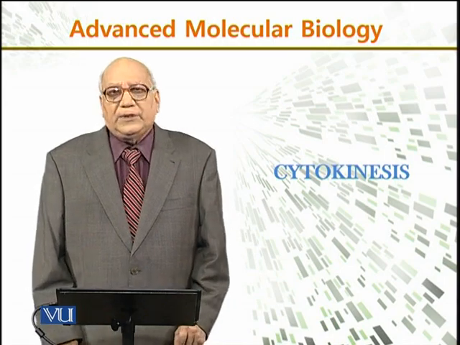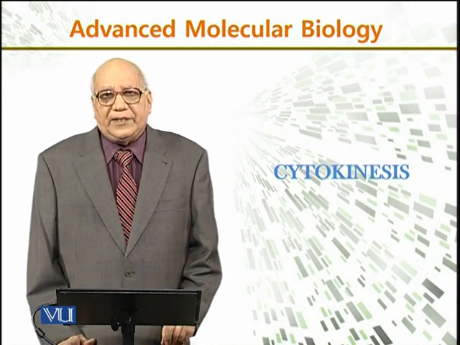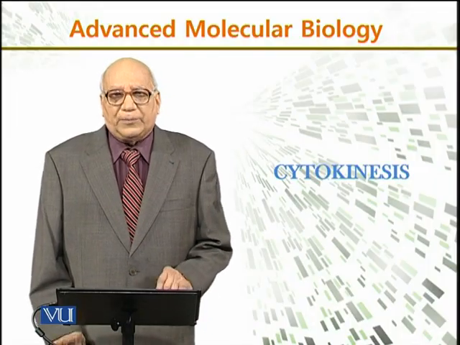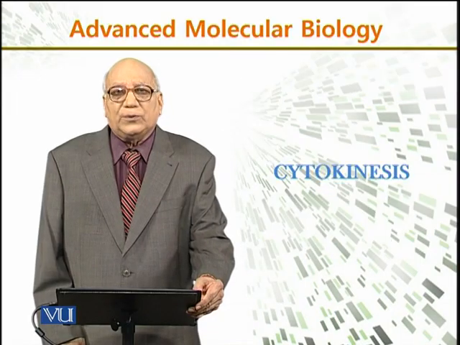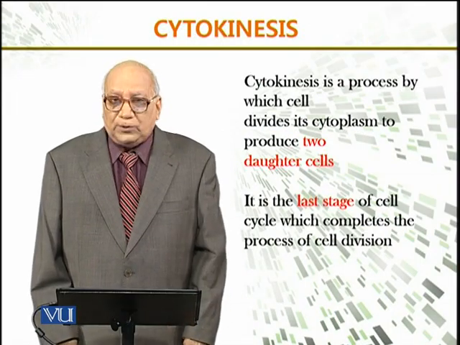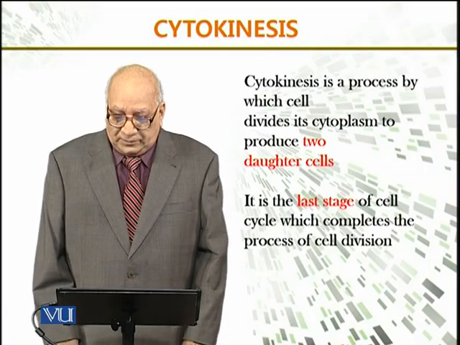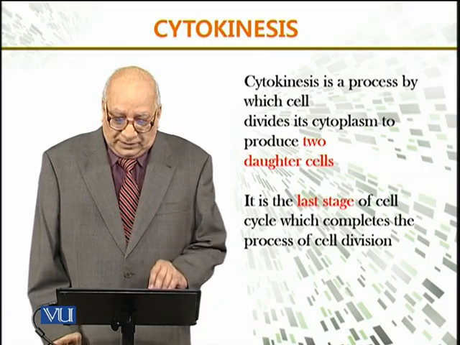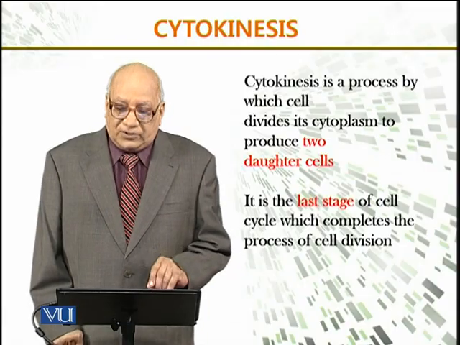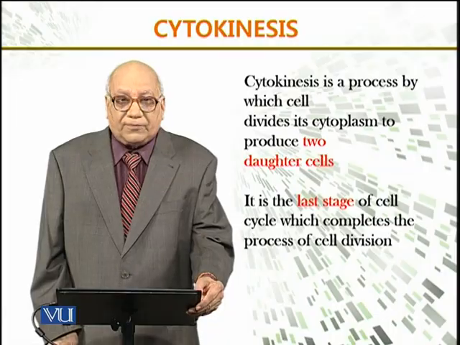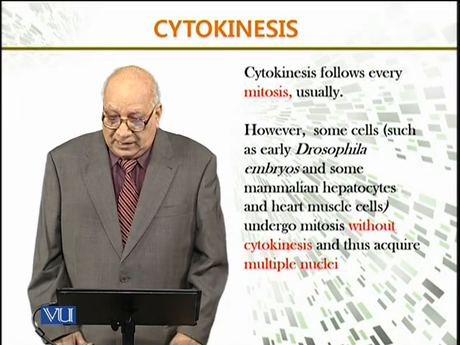In continuing the cell cycle, we will now proceed to another process, that is cytokinesis. Cytokinesis is the process by which a cell divides its cytoplasm to produce two daughter cells. It is the last stage of the cell cycle, which completes the process of cell division.